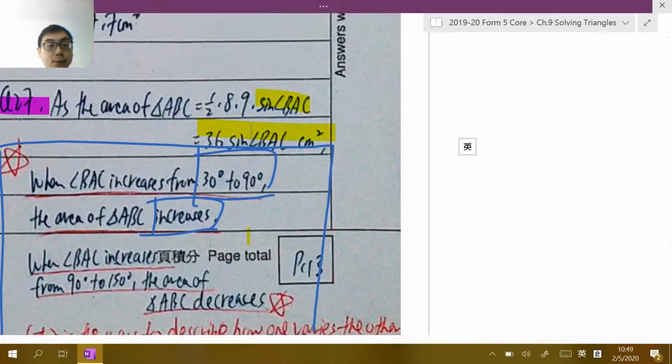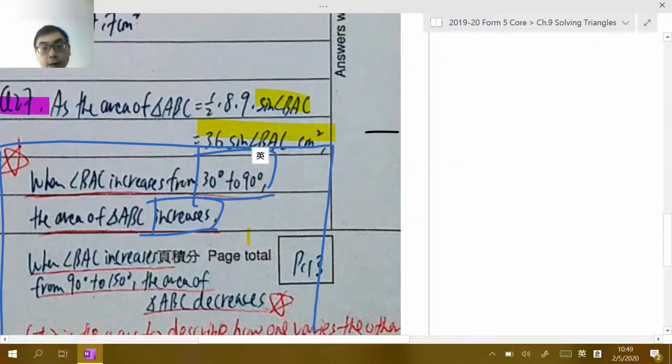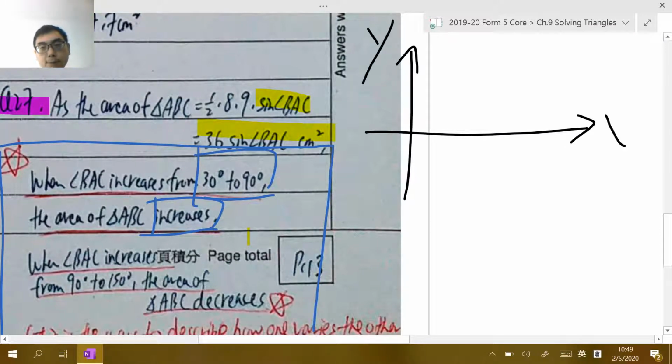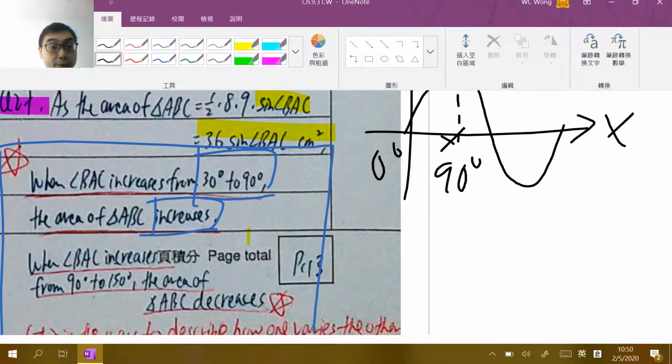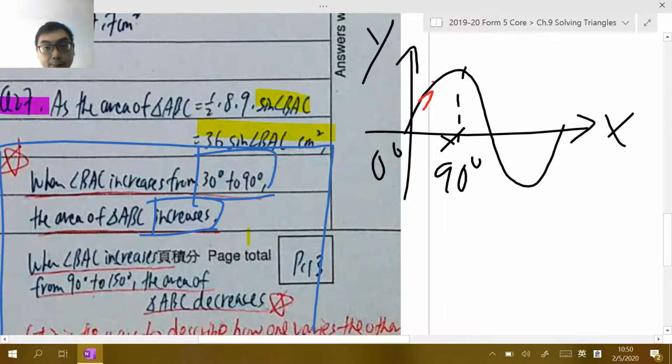If we still remember, if we go back to talk about the sine function, you understand that the sine function will be something like this. Oh no, it should not be this one. It should be this, and this part will be 90. That means when it goes from 0 to 90 degrees, you can see the value keeps increasing because the y value is going upward. So we say from 30 to 90, it should increase.